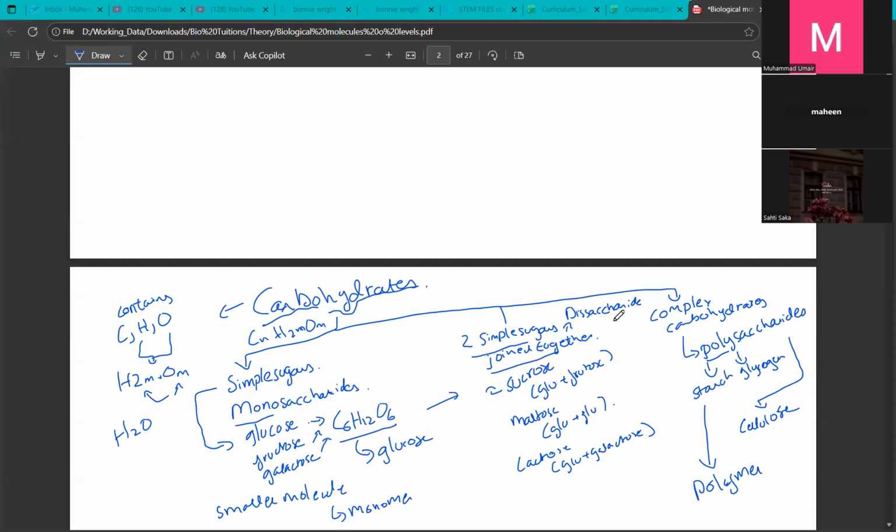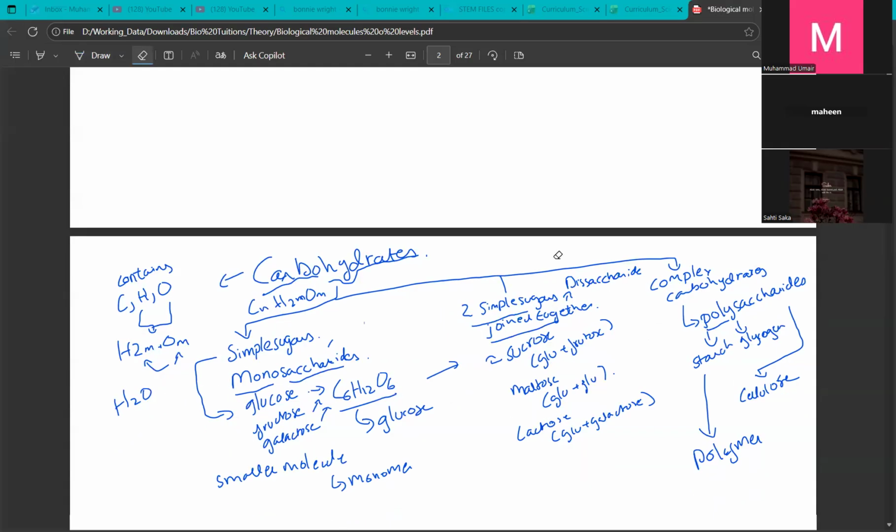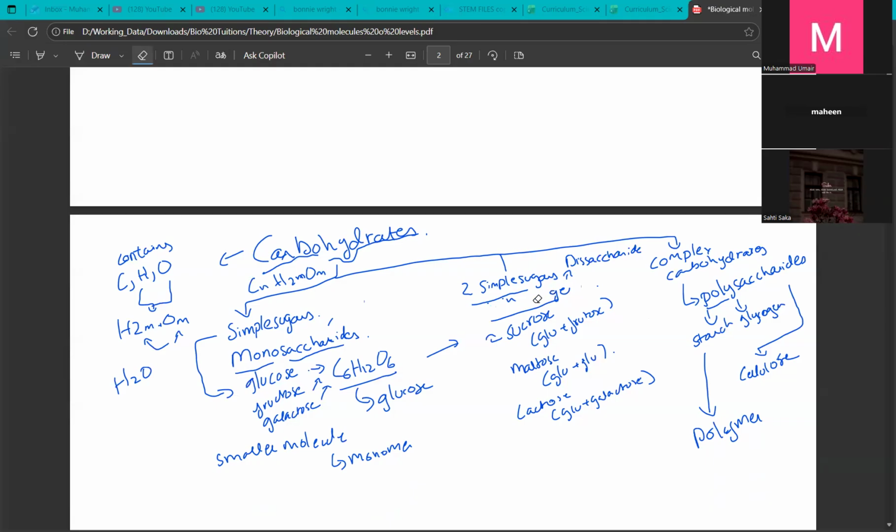I was just about to actually come to this part. So the idea is that you have simple sugars which we refer to as monosaccharides. The word saccharides actually just means sugar. So simple sugar or one sugar, two sugars, many sugars, or monomer, dimer, polymer. Easy. So here I will write the proper word.